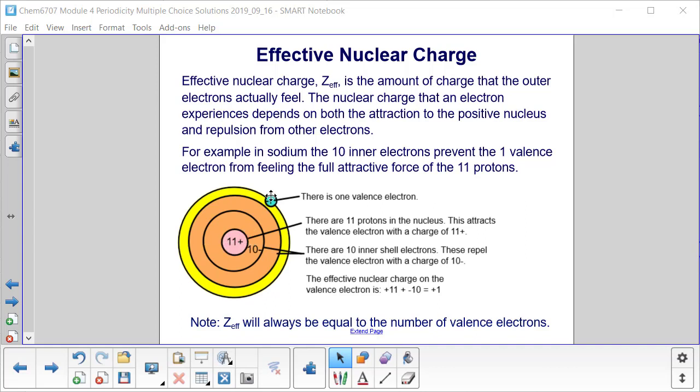So let's go through this. There's one valence electron. There are 11 protons in the nucleus. This attracts the valence electron with a charge of +11. However, there are 10 inner shell electrons. These repel this valence electron with a charge of 10-. The effective nuclear charge, therefore, on the valence electron is the difference: the attraction from the nucleus plus the repulsion from the inner core electrons, which gives us a total effective nuclear charge of +1. The effective nuclear charge is equal to the number of valence electrons.